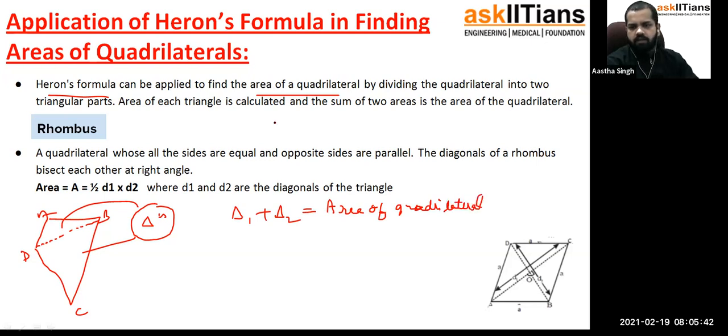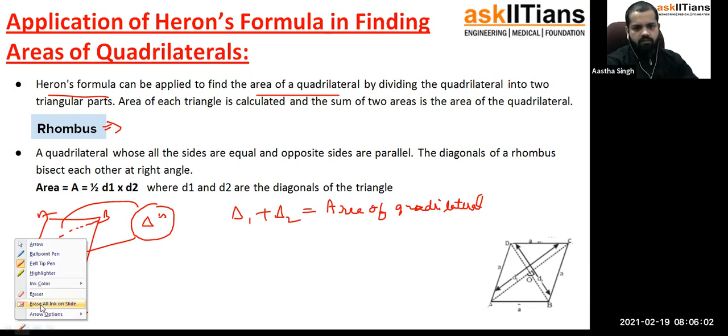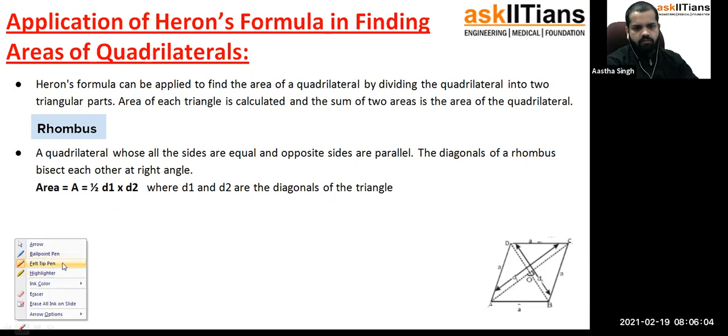Now our next point. So we are now discussing the rhombus. How to find the area of a rhombus? A rhombus is something which has all the sides equal and opposite sides parallel, and also the diagonals bisect each other at 90 degrees. Let me first erase all this.